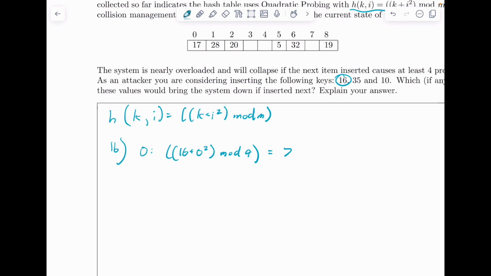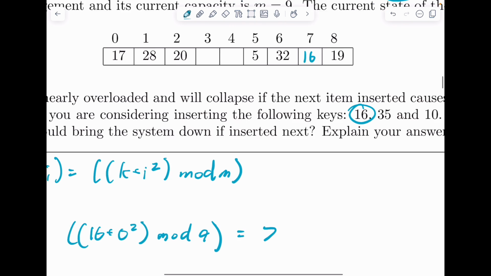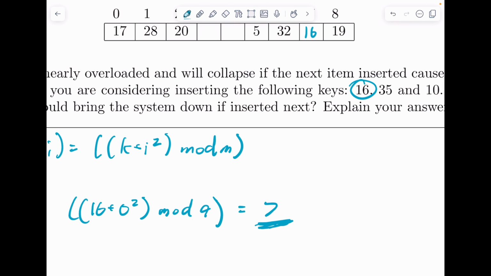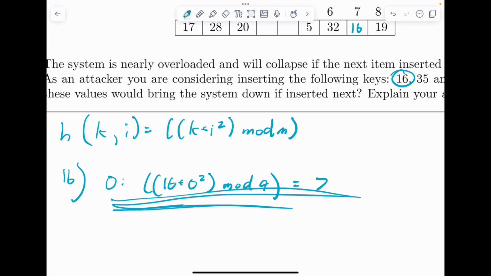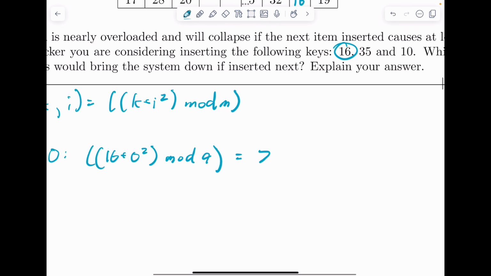So that is 7. Index 7 is empty. So this is bad for us since we assume the role of the hacker, but we're going to insert 16 into index 7 because that was the output of the first probe. So key 16 did not bring down the table because there was only 1 probe in doing this. We need 4. So let's move on to the next one. What is the next one?